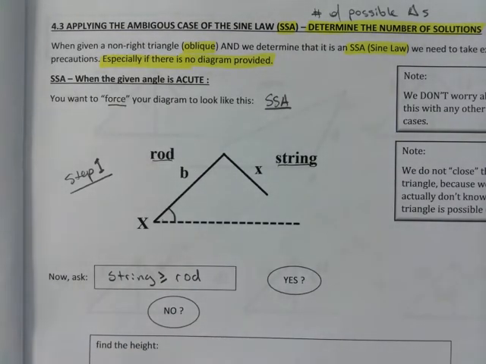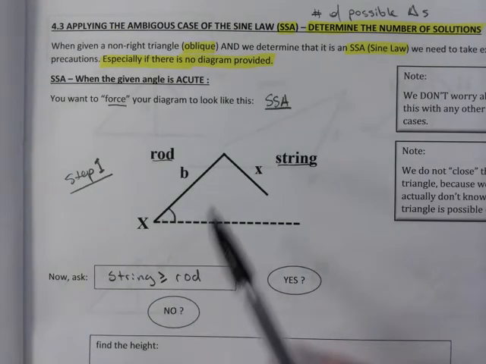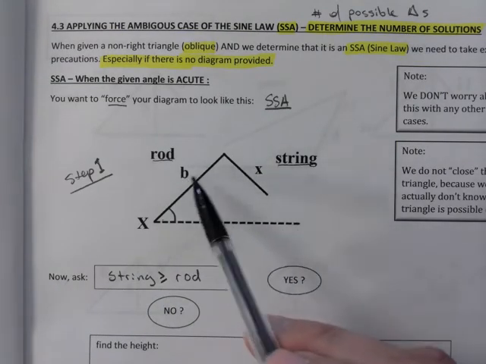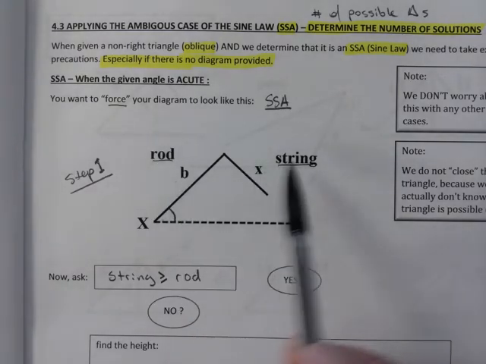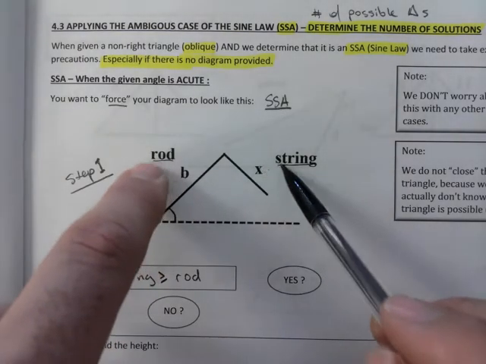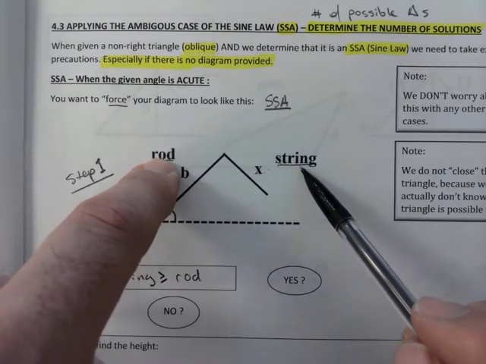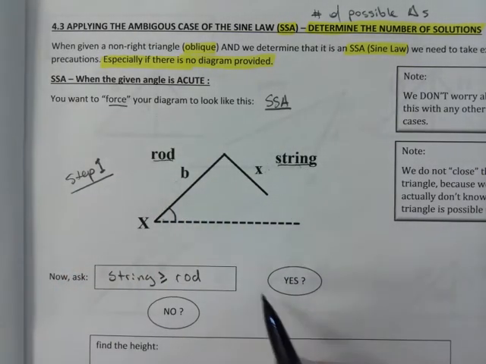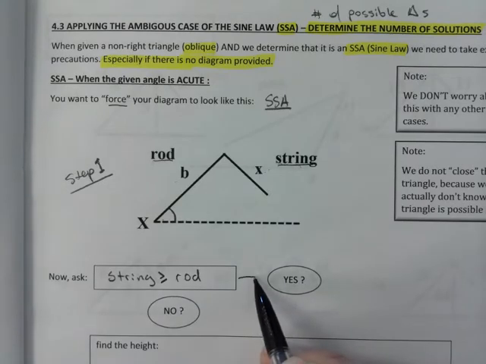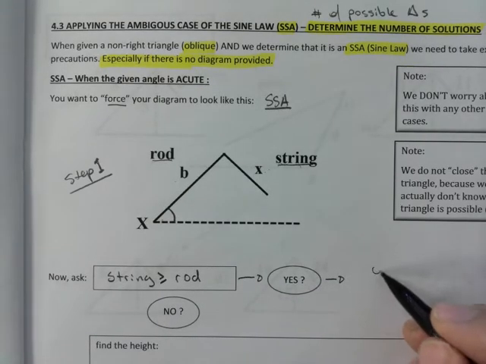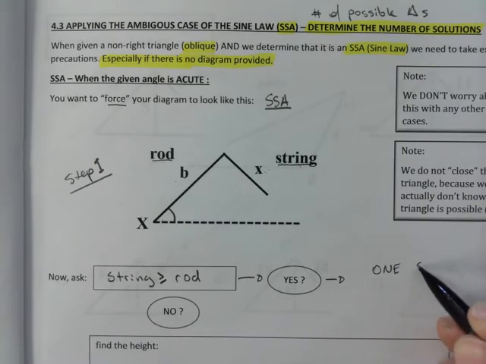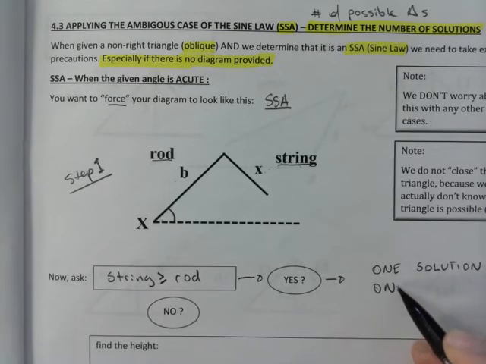Why equal to? What kind of a triangle would we have if these two are exactly the same? Isosceles, right? You have an isosceles triangle. So if these two are exactly the same, or the string is greater, if you can say yes to that, you have one triangle, one solution.